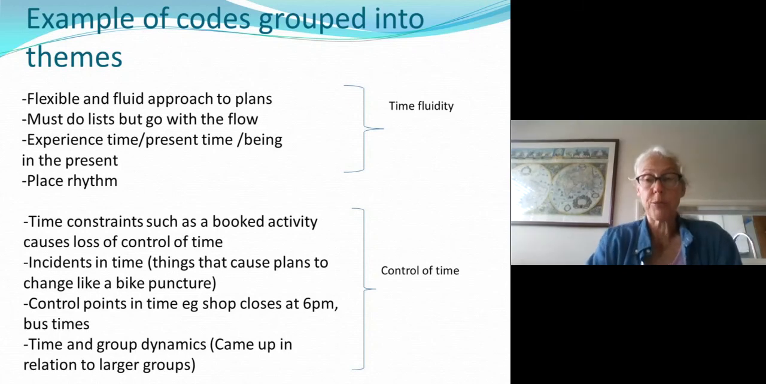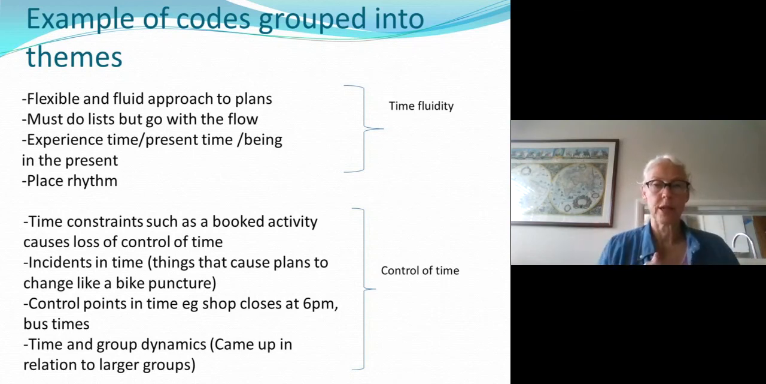Our first theme was on time fluidity, and you can see there that the codes were a flexible and fluid approach to plans, must-do lists (remember I talked about that), but go with the flow. This was to do with people writing down a list of things that they wanted to do when they were on holiday, but actually then choosing to go with the flow. Then there were things to do with their experience of time, present time, being in the present as a tourist, and place rhythms. We put those all into time fluidity.